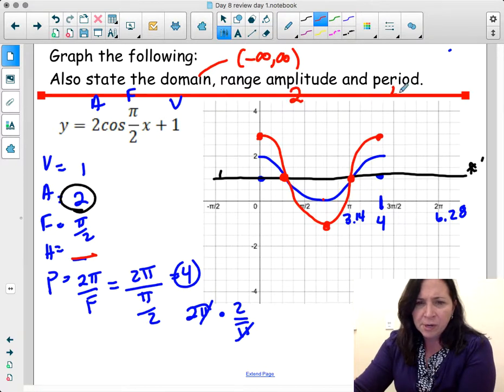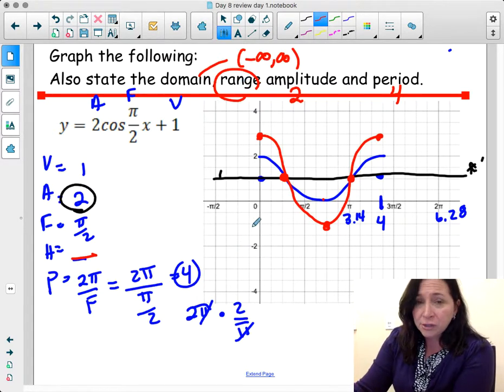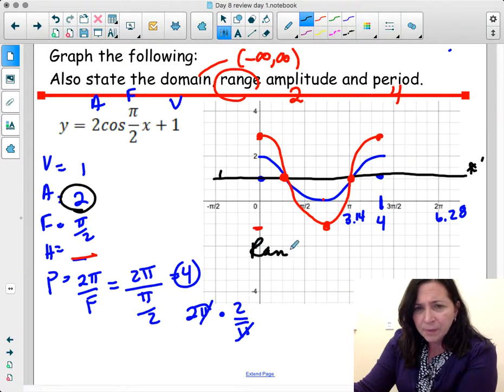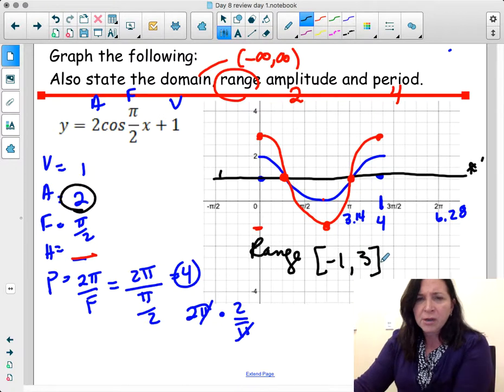I know my period, which is 4. But the range is a little bit tricky, right? That's your high to low, or excuse me, low to high. Actually, you should say it the right way. So what we know is that from low to high, my range, okay, low value is -1, including that value, so it's a bracket. And my high value is going to be 3. So -1 to 3 is going to be my range.